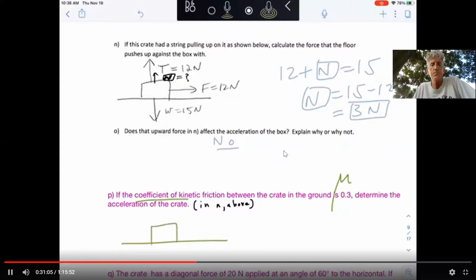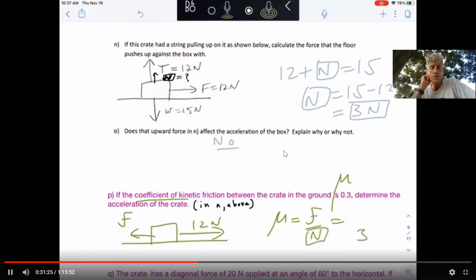So, since I'm drawing it again, just the horizontal forces, I think. So we've got 12 newtons going to the right, and friction going to the left. So let's solve for that friction using the coefficient of friction equation. So I'm plugging my numbers into this equation. So 0.3 is the coefficient of friction.